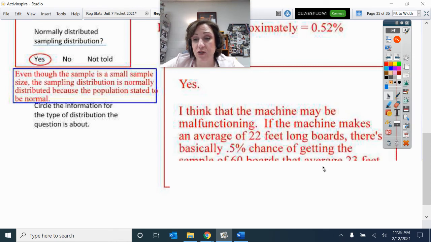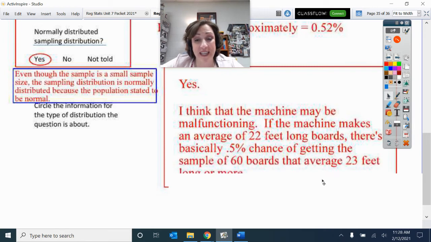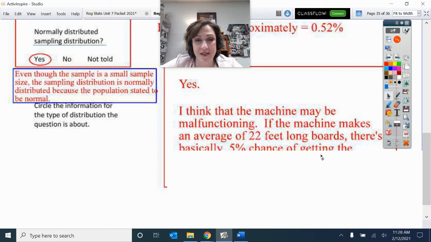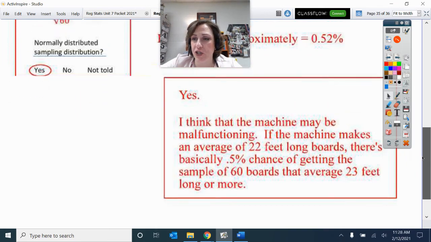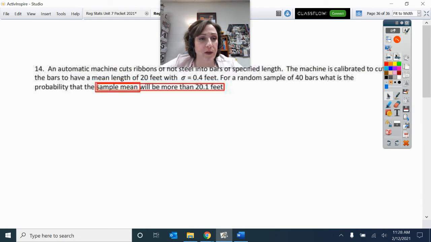If the machine makes an average of 22, then there's only, look, a 0.5% chance of getting that average of 23 or more. So something's wrong. Something's going on. That's too unusual. Okay, there was 13. Now looking at 14, here we go. An automatic machine cuts ribbons of hot steel into bars of a specified length. So the machine is calibrated to have bars with a mean length of 20 and a standard deviation of 0.4 feet. So these are population numbers.